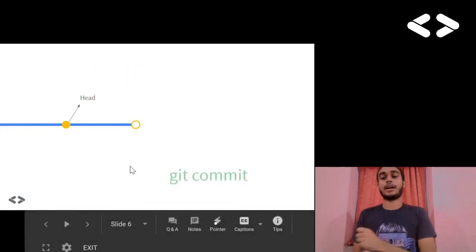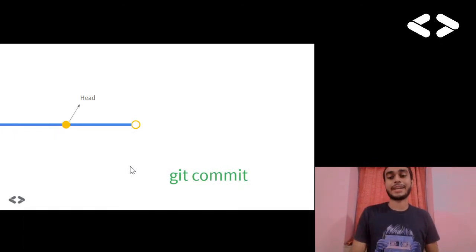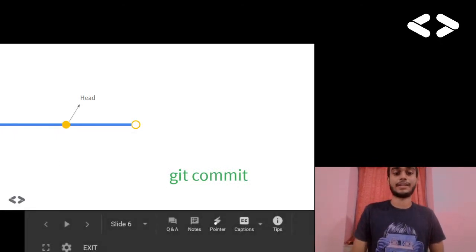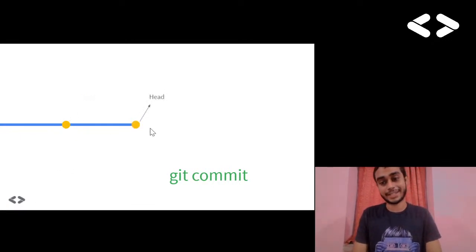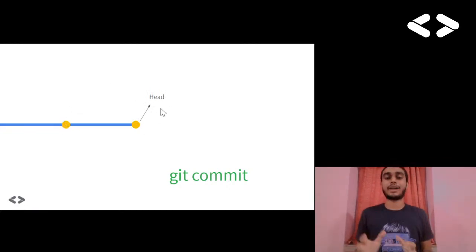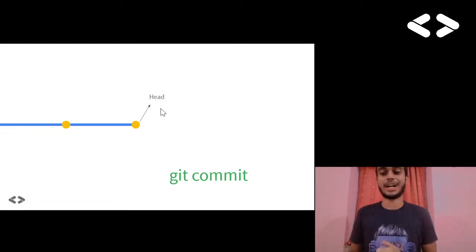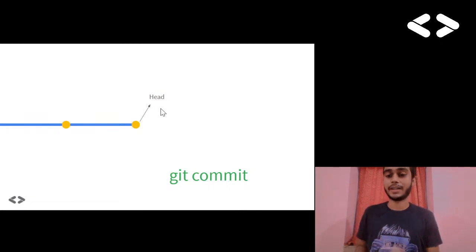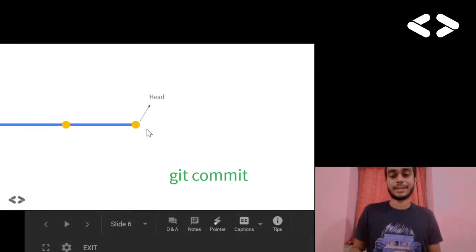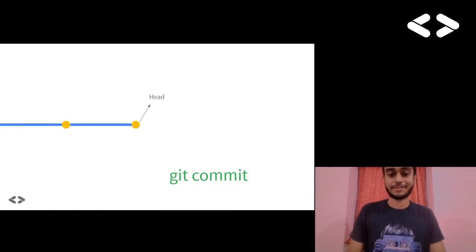Now the command for making a commit is git commit. What it does is it creates a next commit, and as you can see, the head moved from here to here. It might be a bit confusing, I might sound a little confusing, but just stay with me. I think you'll get something out of this presentation.